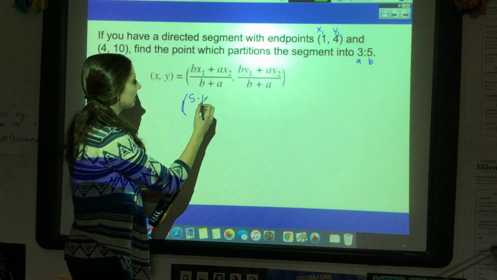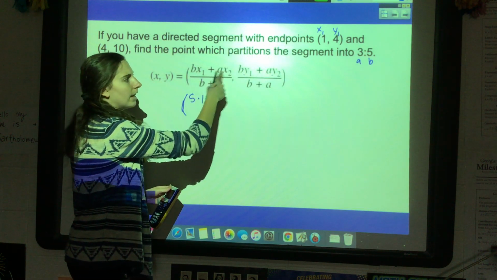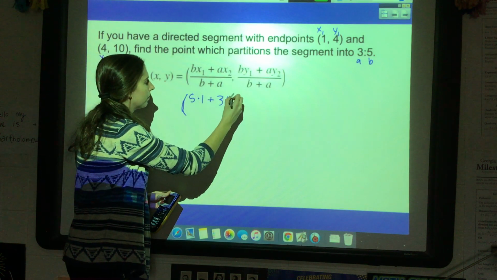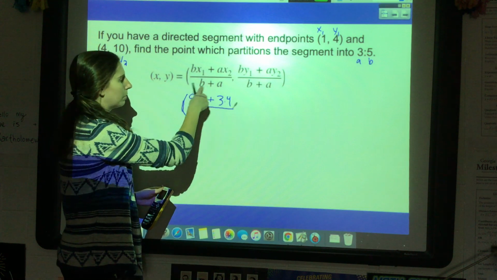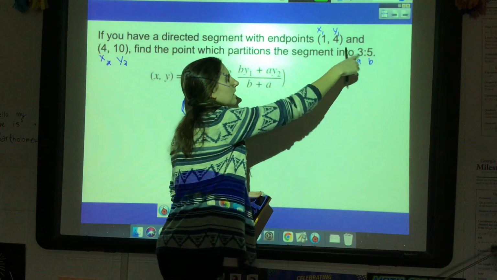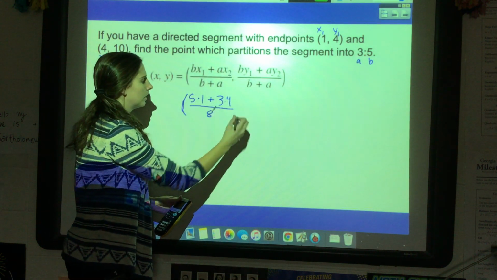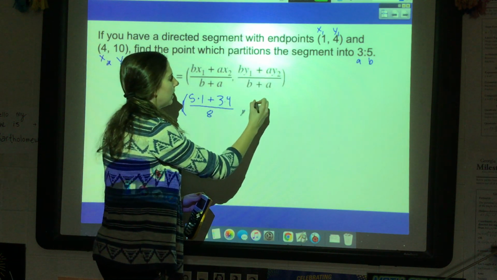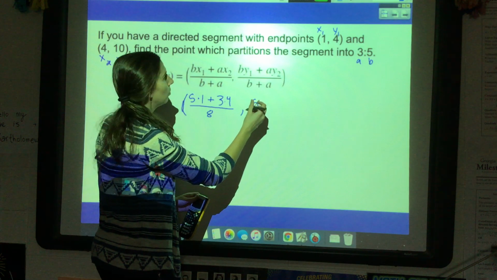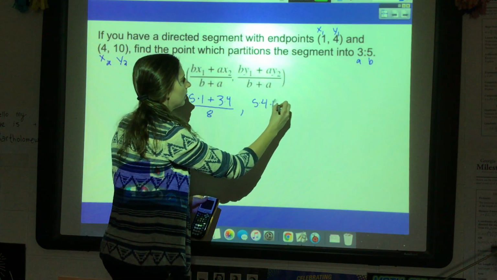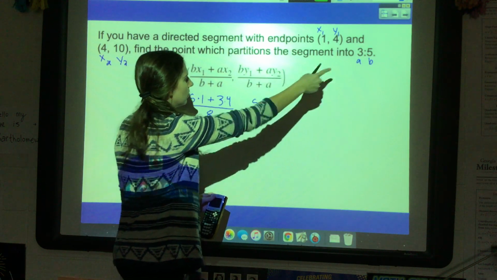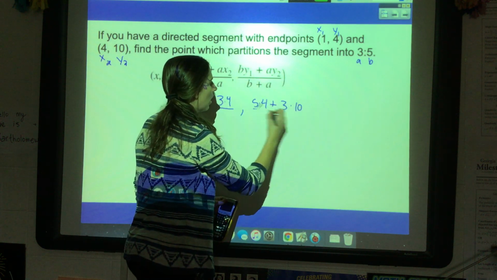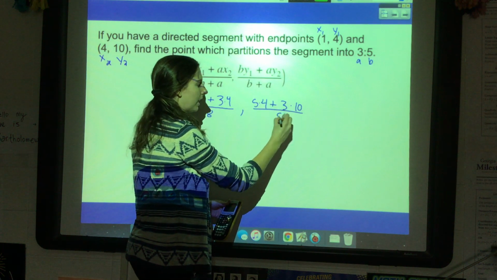I feel like I'm on a bit of a scavenger hunt sometimes. A is 3, x2 is 4, and that's all over B plus A. And B plus A would be 8. Comma, and we'll do the y ones. So B is 5, y1 is 4, and then A is 3, y2 is 10, all over, again, B plus A, which was 8.